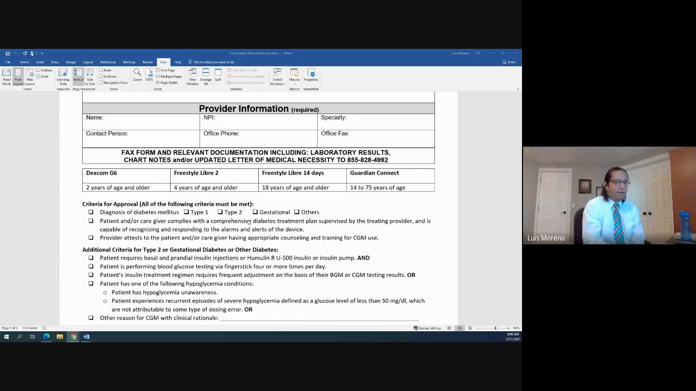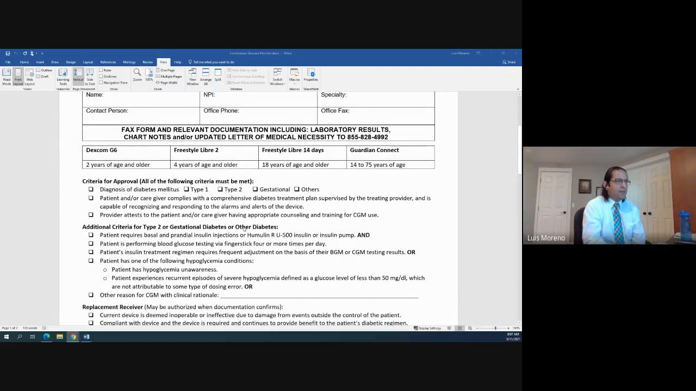Then we have the providers attest that the patient or caregiver is complying with their diabetes treatments thus far, that they are being supervised, and that they are capable of recognizing and responding to the alarms and alerts of the device. They should also attest to the patient or caregiver having appropriate counseling and training for CGM use. As you can see here, this PA criteria is designed to authorize a PA submitted for type 1 diabetes patients, as long as they meet the age limits for each device.